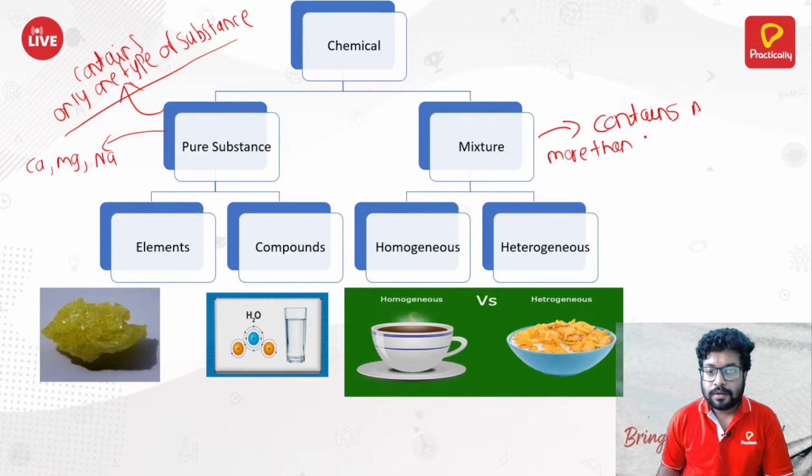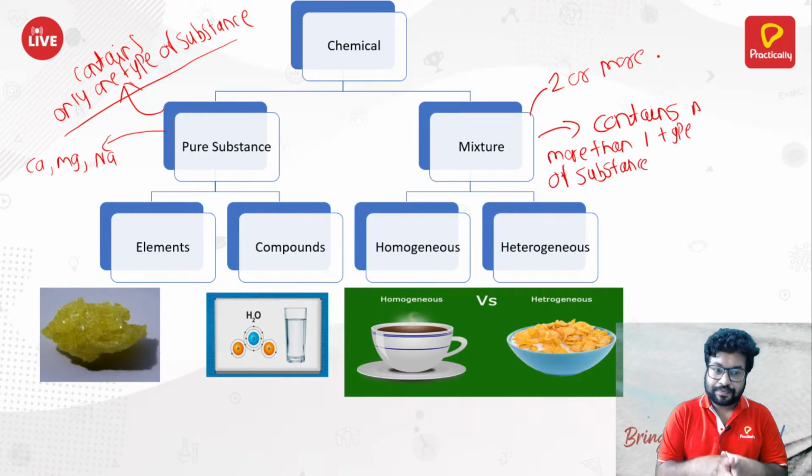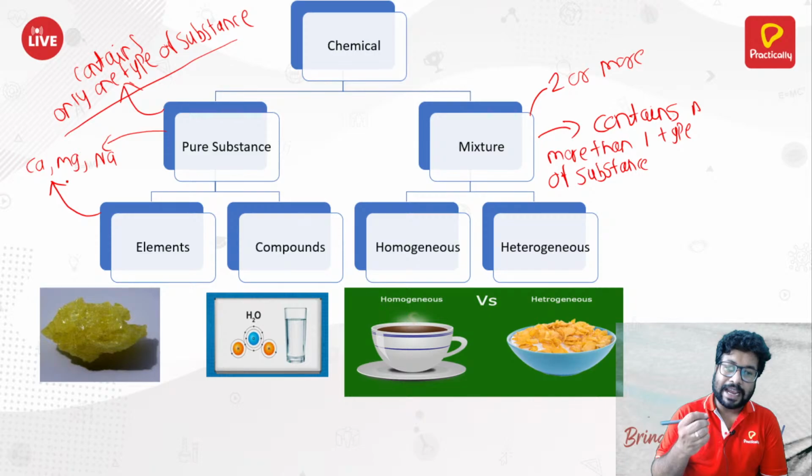Now what's the difference between pure substance and mixture? In pure substances, it contains only one type of substance. Pure substance is again classified into two categories: elements and compounds. What are elements? These are the elements: calcium, magnesium, sodium. And the figure that you are seeing here is of sulfur. Elements contain only a single substance.